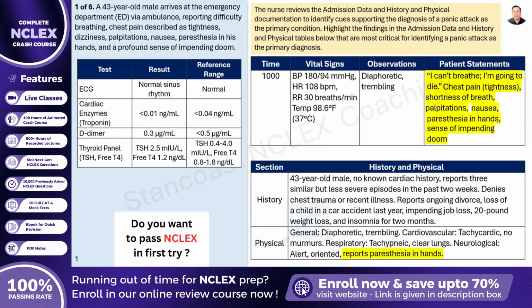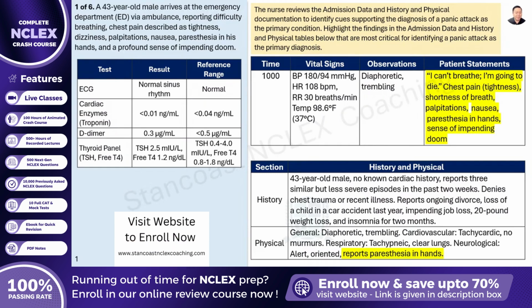This is one of the most classic features of a panic attack, wherein the patient can feel like they're going to die or something terrible is about to happen. And this one is very distressing, and this can lead to unnecessary medical testing if not recognized correctly. But you, as the nurse in this situation, should know that this is a psychological hallmark, not a predictor of actual physical harm. Now let's look into the other section of the documentation here.